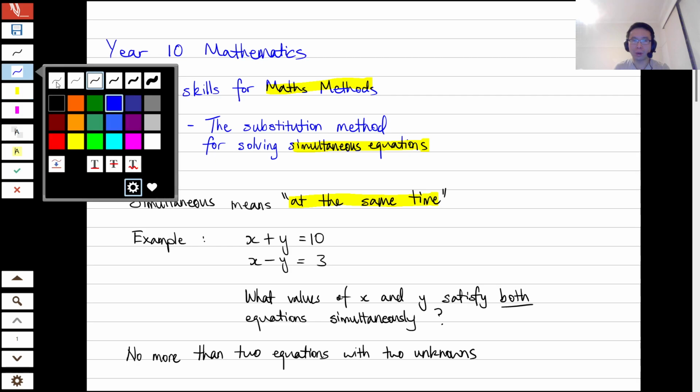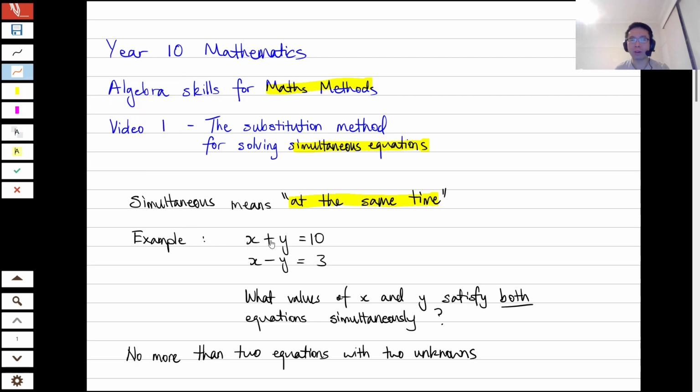So in previous work, you've been given an equation with one variable, x, and you've been told to solve it. What we're going to do in this topic is I'm going to give you two equations, such as these two. And I want you to tell me the values of x and y that satisfy both equations at the same time.